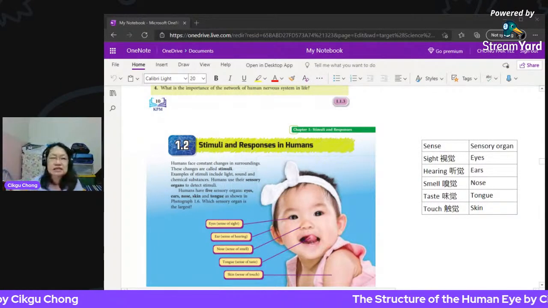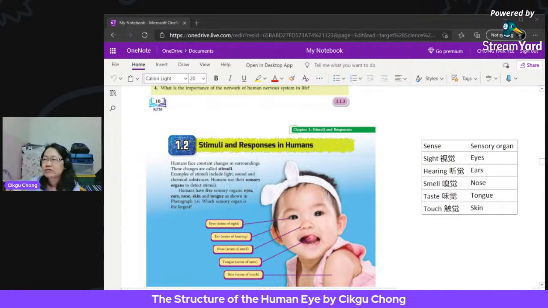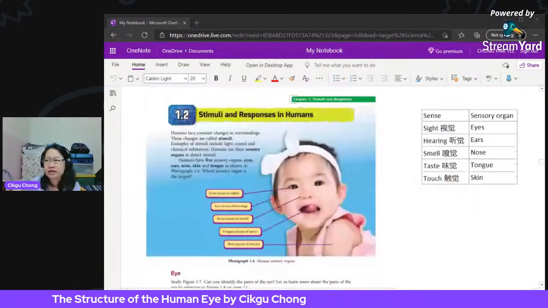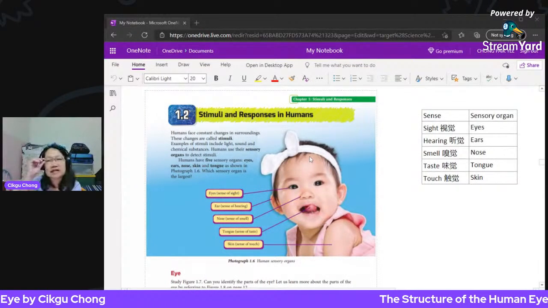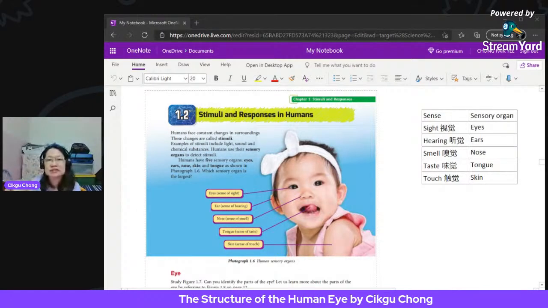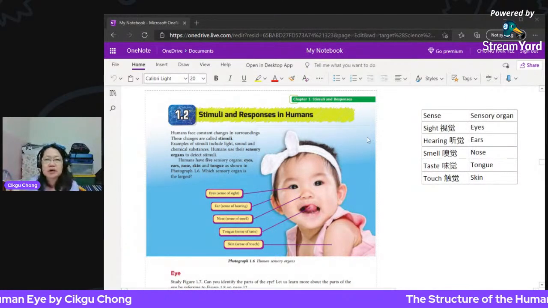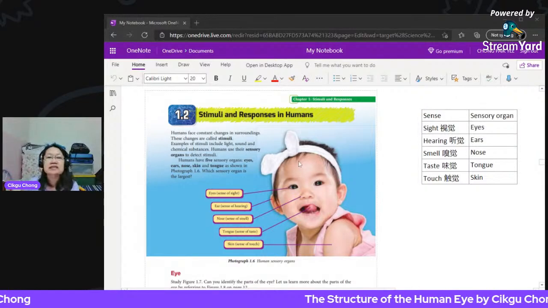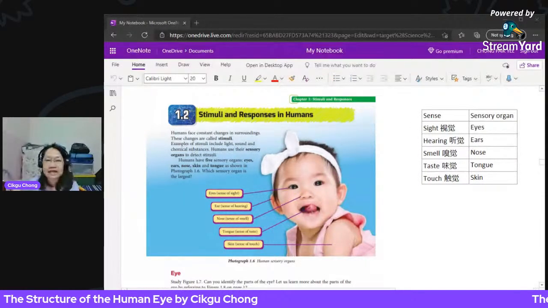Now, we have five sensory organs in our body. Look at the five types of senses. We have the sense of sight, 视觉. It helps you to see. We need the eyes, so the eyes are called the sensory organ. Please take note of which is which, because you're looking at the sense. The sense is called sight, 视觉, and the organ is called the eyes. Not the other way around.